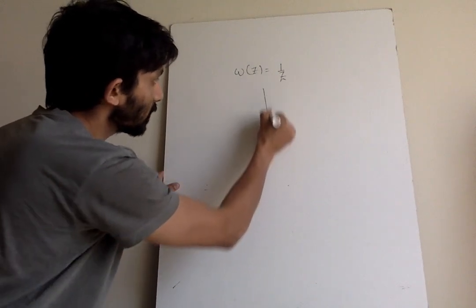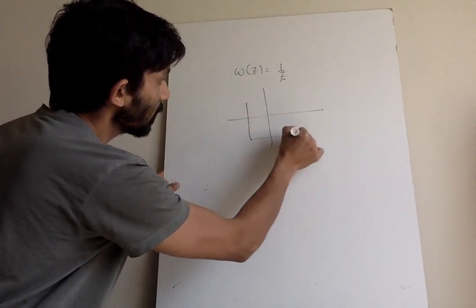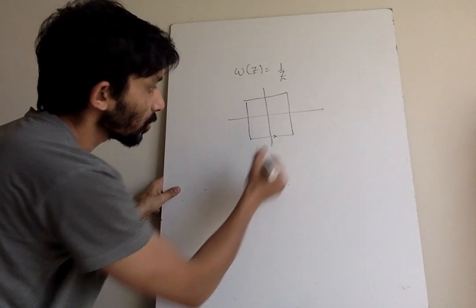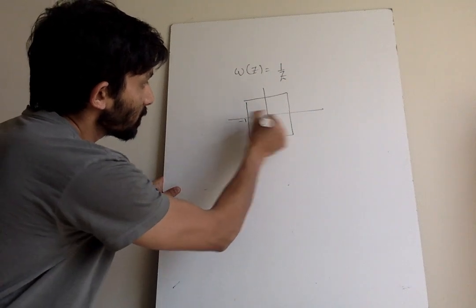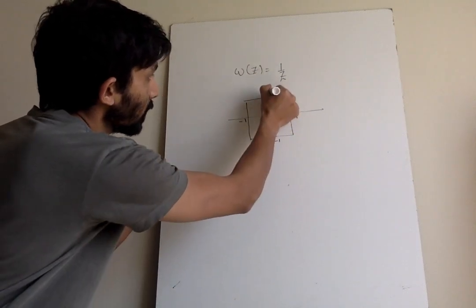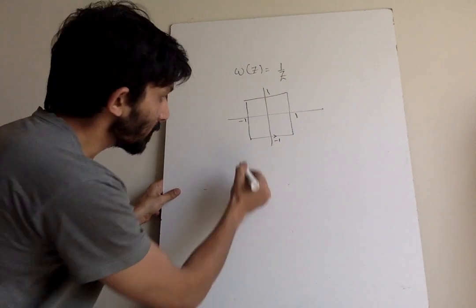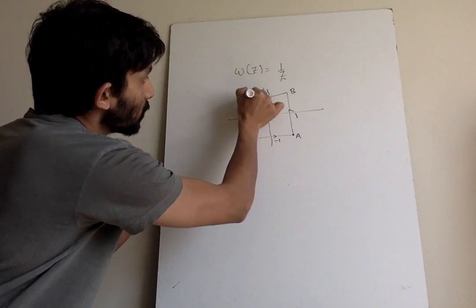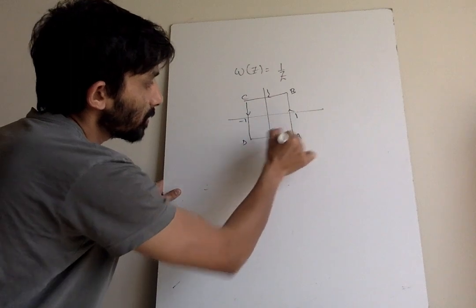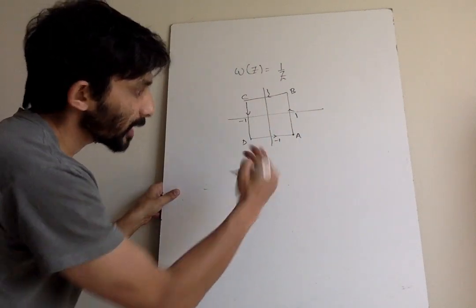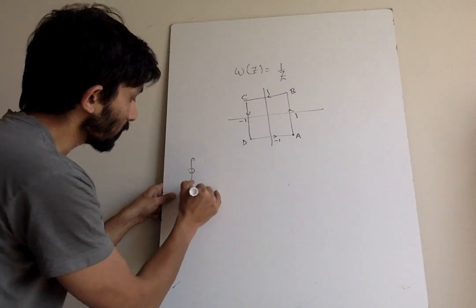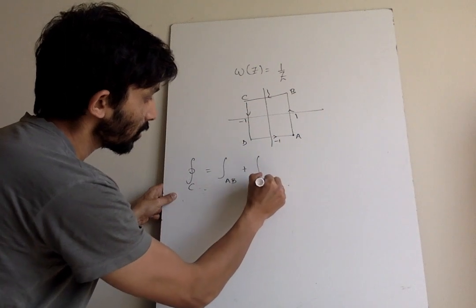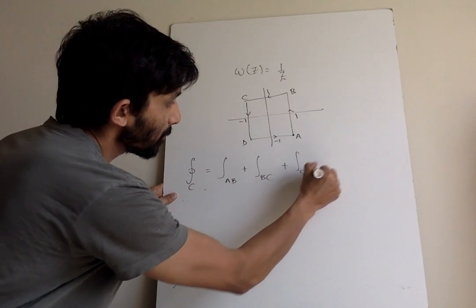So as an example, what we can imagine is a contour of this kind: a square contour centered around the origin, and you move along this contour once, and let's say this goes from x equals minus 1 to 1, y equals minus 1 to 1. Now you can break this contour down into 4 segments. So you move along A to B, then from B to C, then from C to D, and then from D to A. And you want to integrate this function along each of these segments, and the integral along the entire contour is the integral along AB plus the integral along BC plus CD plus DA.